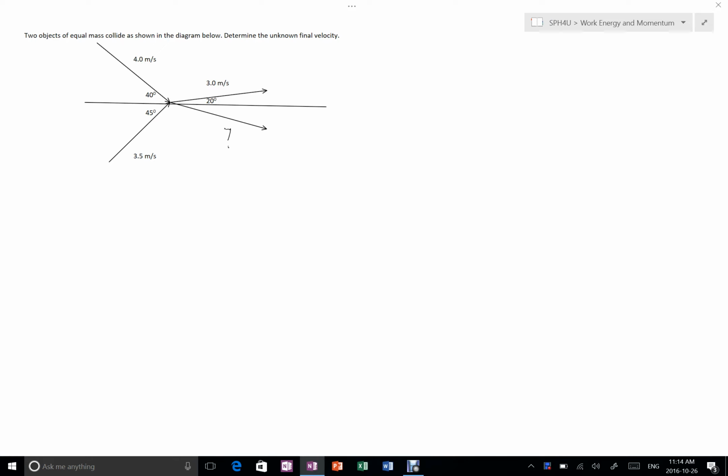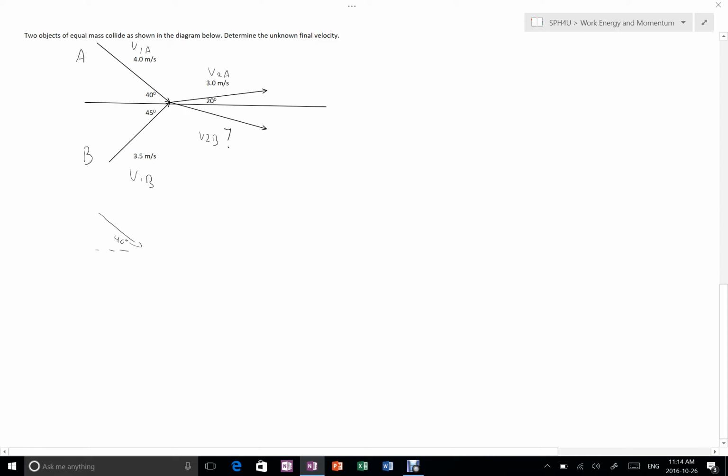This is just a vector problem. It's a big long one, so we'll try and speed through it as fast as we can, but there's not much else to it. I'm going to make sure I label all these vectors properly. I'm going to call this object A from now on, this object B. I'm going to call this V1A, this V2A, this V1B, and then what I'm looking for is V2B. So let's break them all into components.